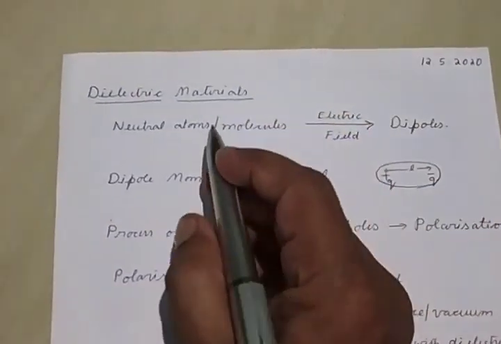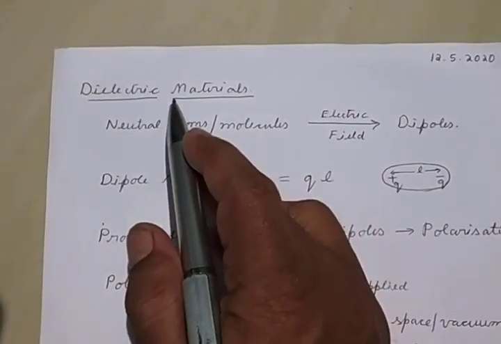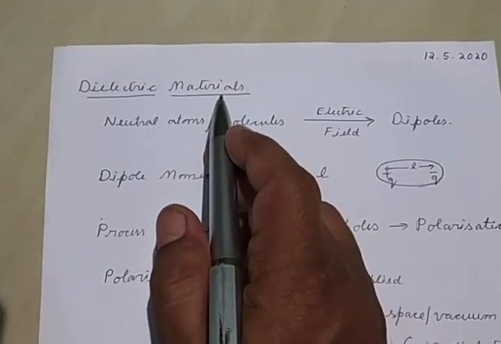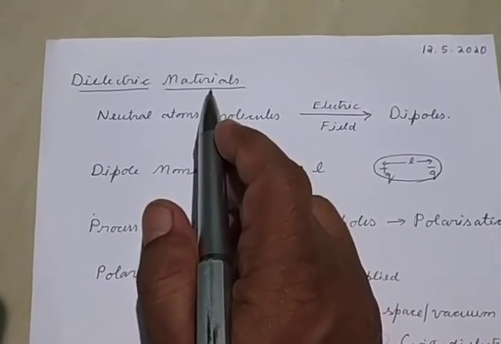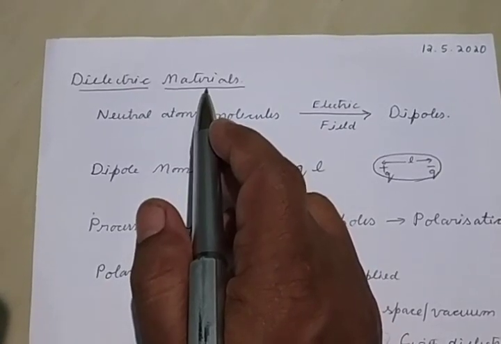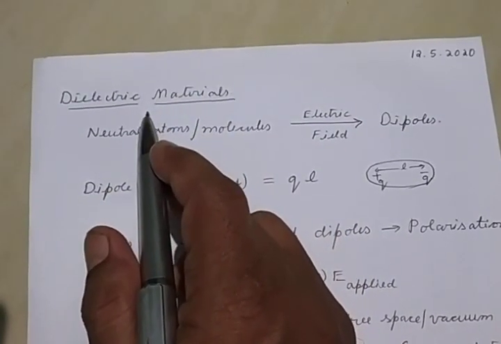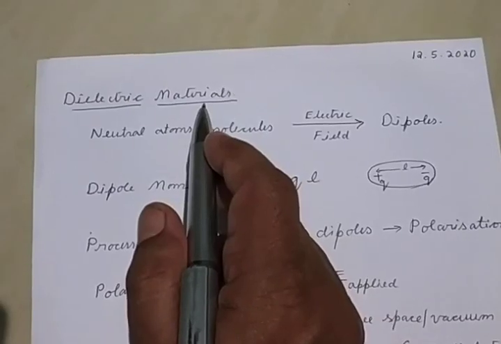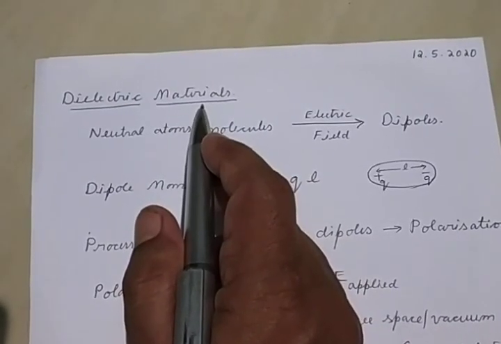Yes, in this video, let us discuss dielectric materials. After we have discussed the two types of materials, that is conductors and semiconductors, this is the third category of materials, that is dielectric materials. So what are these dielectric materials?